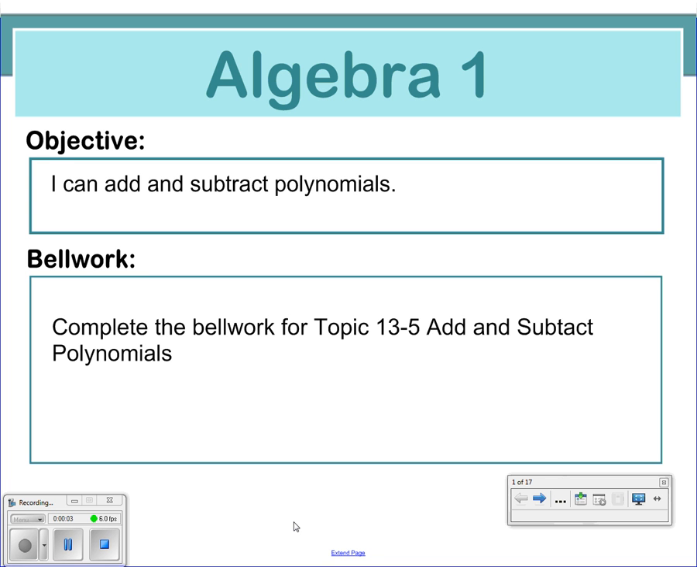This is the recording for topic 13.5, adding and subtracting polynomials. Our objective for today is I can add and subtract polynomials. We're going to start with our bill work question.